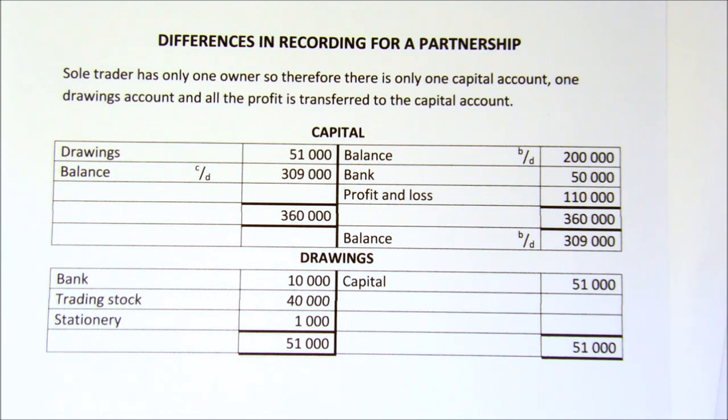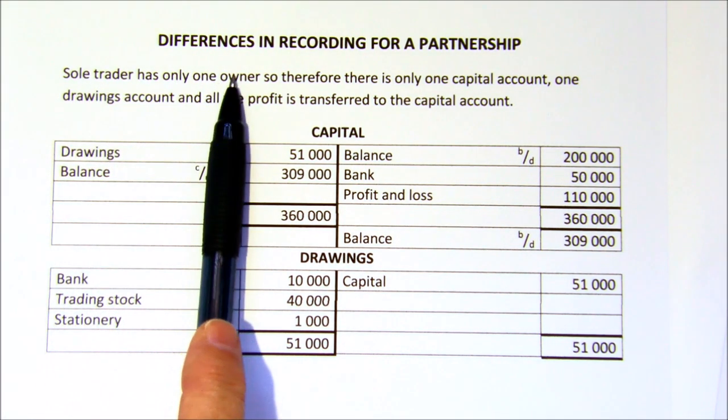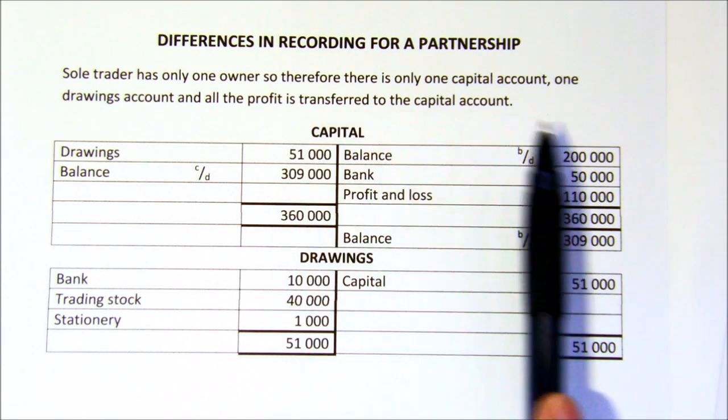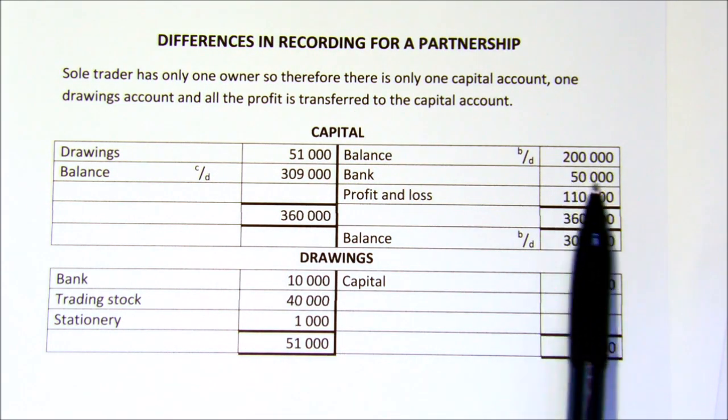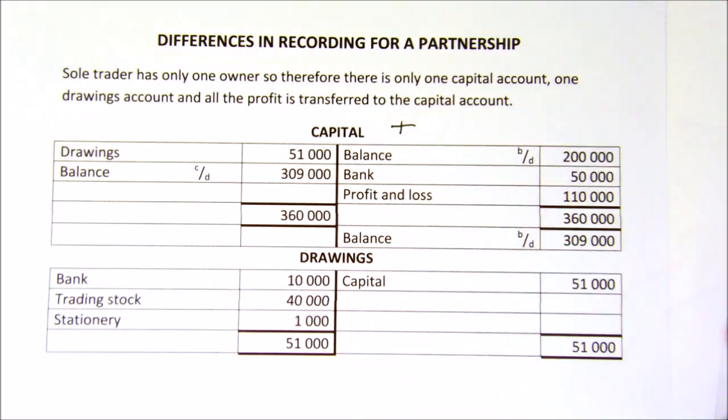Now, just as a quick recap, remember a sole trader that you've been working with up to now has only one owner. So we would have one capital account. So normal credit balance, and if he puts extra money into his capital, it would increase. Remember, the capital account increases on the credit side.